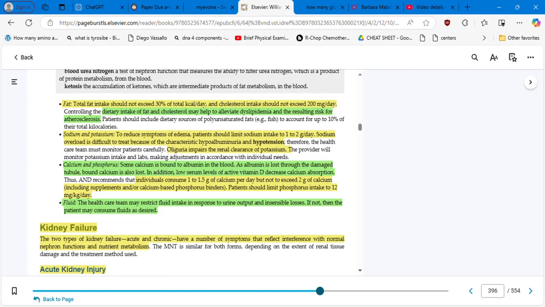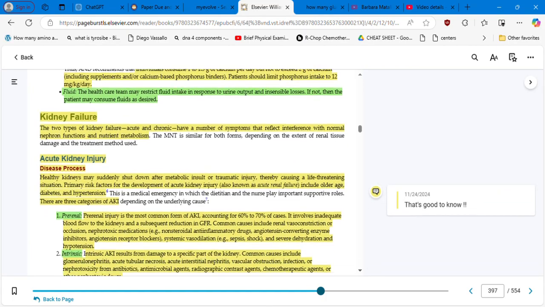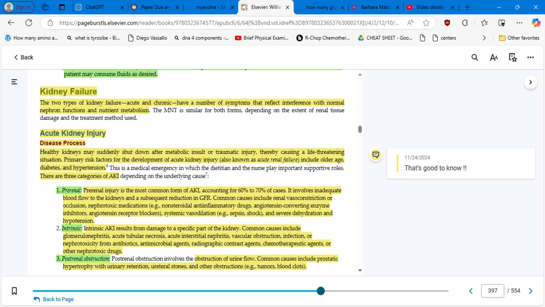Fluids. The healthcare team may restrict fluid intake in response to urine output and insensible losses. If not, then the patient may consume fluids as desired. Very good. Now we are switching gears to kidney failure.